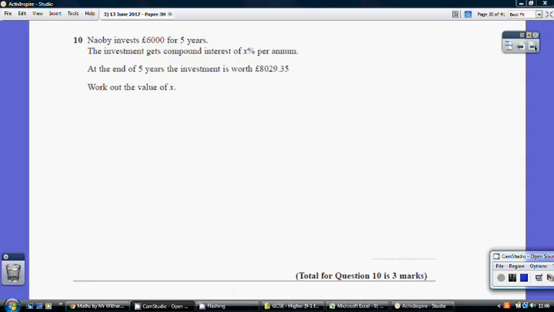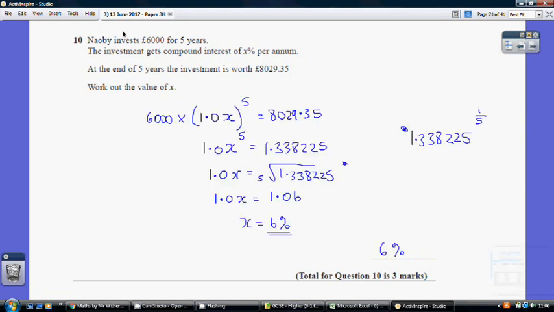Question 10. So Naomi invests £6,000 for 5 years, interest rate of X%. At the end of 5 years, it's worth this. So we really want to be able to do this a shortcut way. So we have 6,000 being the initial investment, and our multiplier is 1.0 and then whatever the interest rate is. So that X inside the decimal represents the interest rate. So for example, if the interest rate was 4% per annum, our multiplier would be 1.04.